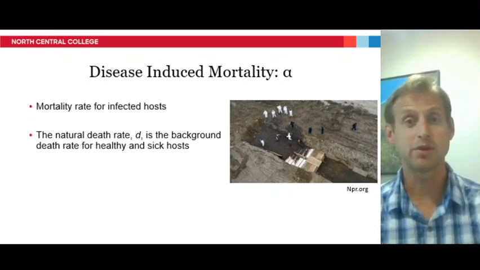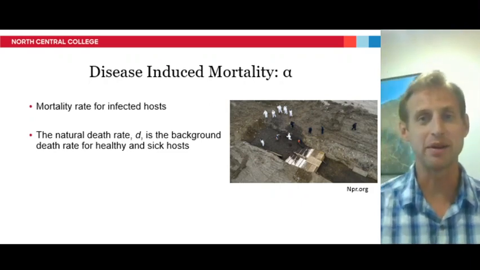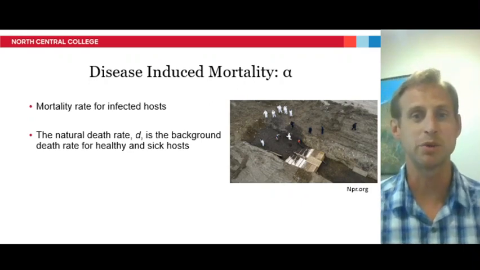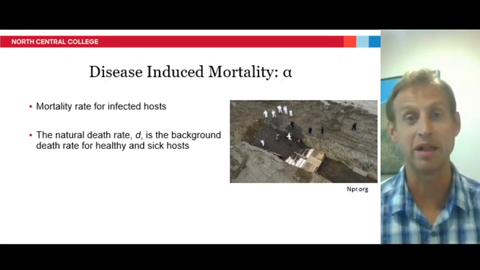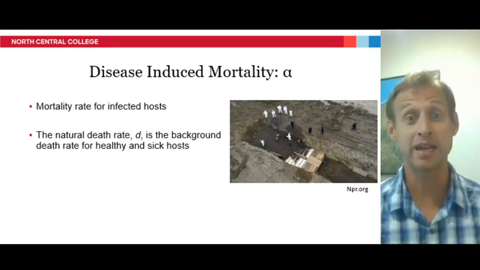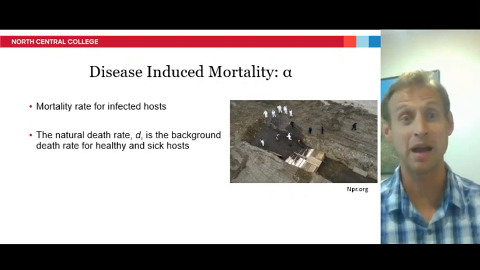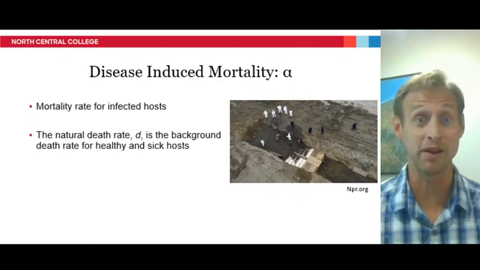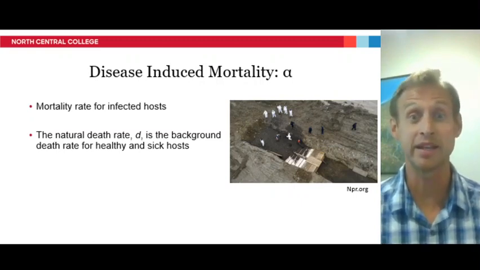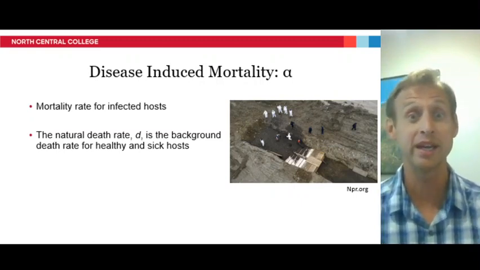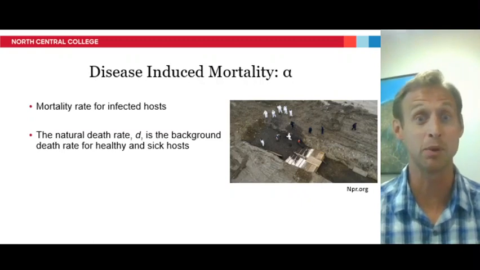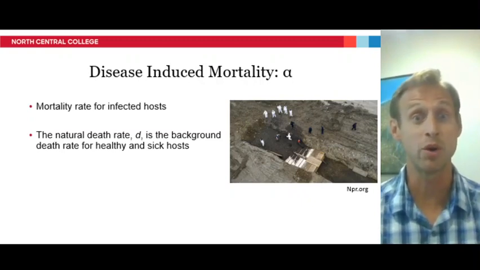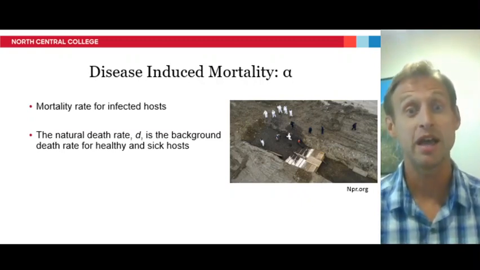Finally, the saddest parameter that I'll teach you today is disease-induced mortality. And this is usually shown by the symbol alpha. And so this is the mortality rate that is caused by being infected. And so for some pathogens, this can be very, very high. Something, say, like the Ebola virus, if it's untreated, is somewhere around 90% of the people will die within a week or so from that pathogen.